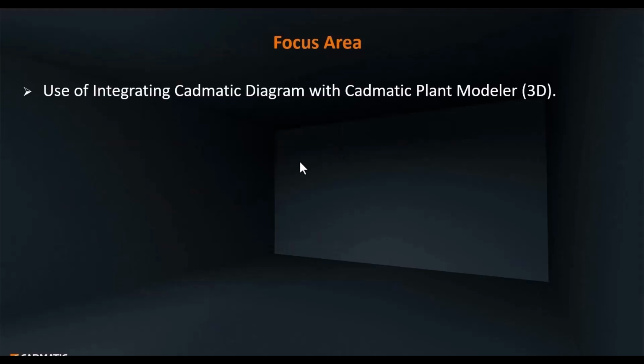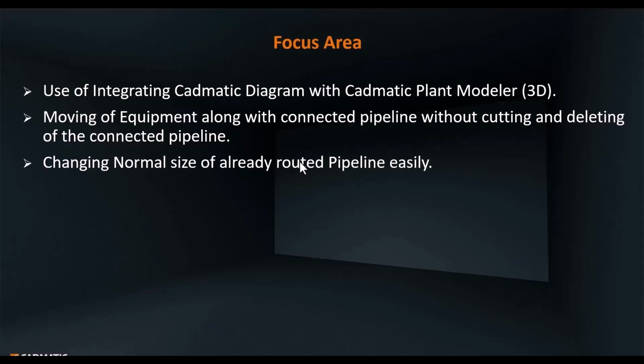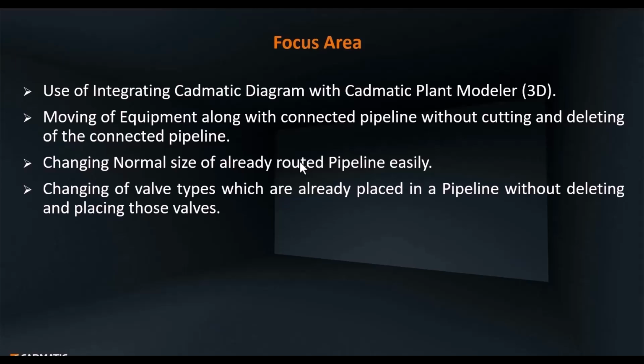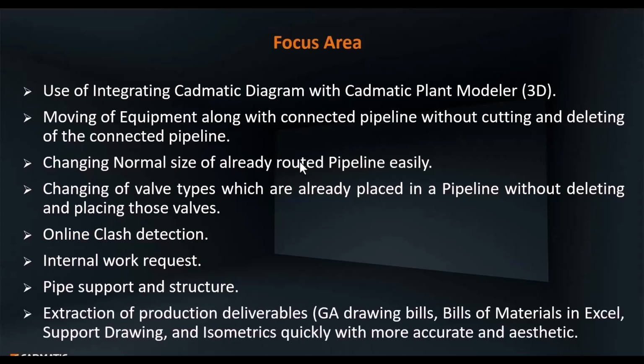The focus areas of the webinars are integrating Cadmatic diagram with Cadmatic plant modeler; moving of the equipment with connected lines without cutting or modifying the connected lines; changing of nominal size of pipeline with the valves and inline components; changing of valve types which are already placed in the pipeline without deleting and placing those valves; online clash detection; internal work request, pipe support and structure; extraction of production deliverables like GA drawings, bill of material in Excel, support drawings, and isometric drawings.